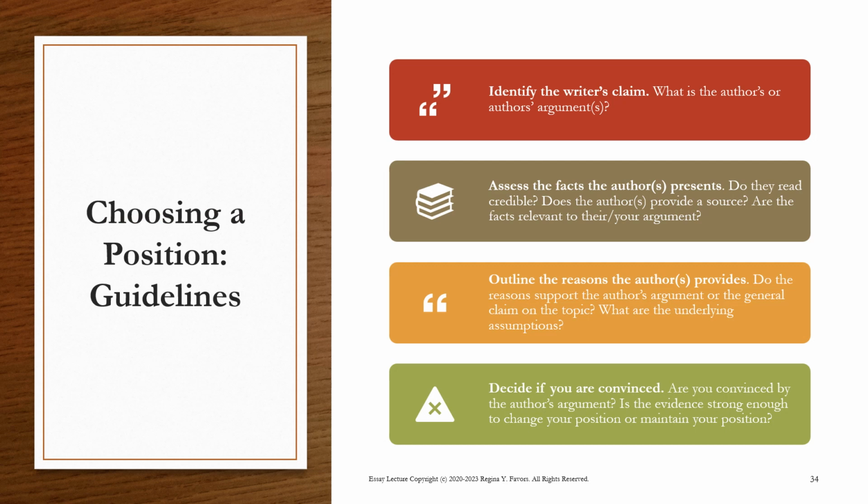Here are your guidelines for also choosing a position. So identify the writer's claim. What is the author's arguments? Assess the facts the author presents. So do they read credible? Does the author provide a source or the facts relevant to their or your argument? Outline the reasons the author provides. Do the reasons support the author's argument or the general claim on the topic? What are the underlying assumptions? And then decide if you are convinced. Are you convinced by the author's argument? Is the evidence strong enough to change your position or maintain your position?